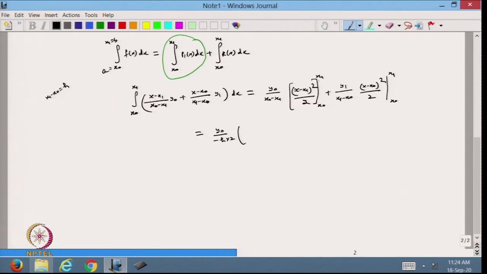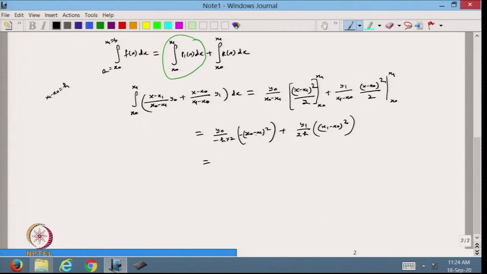And now I substitute the limit here, so x 1 is 0 and x naught, so it will be x naught minus x 1 square, I will get this value, plus y 1 into 2 h, because this is the h, and then I substitute the value, so I will get x 1 minus x naught square minus 0, so I will get this value.